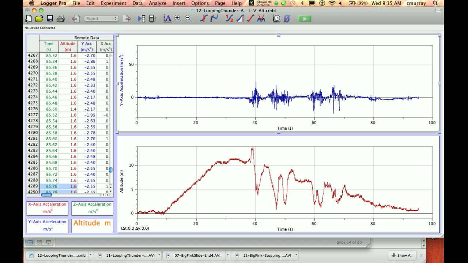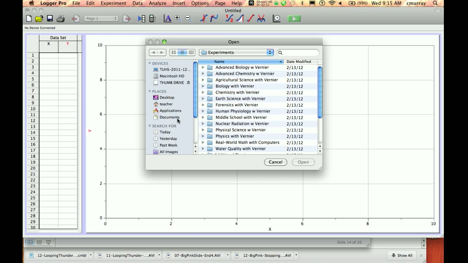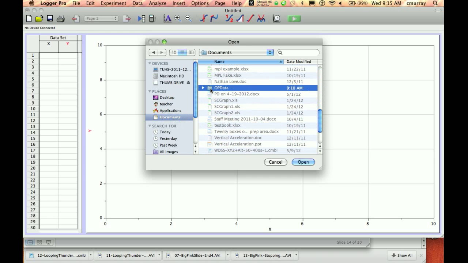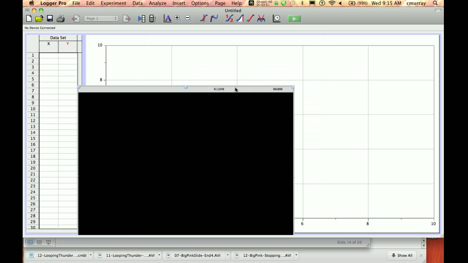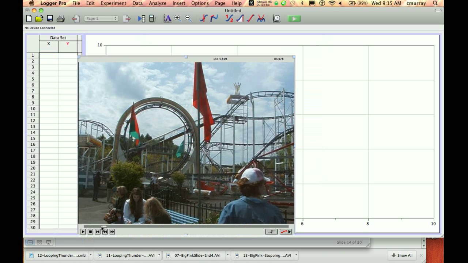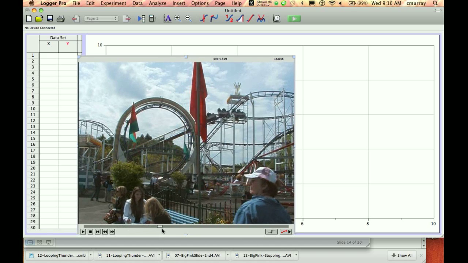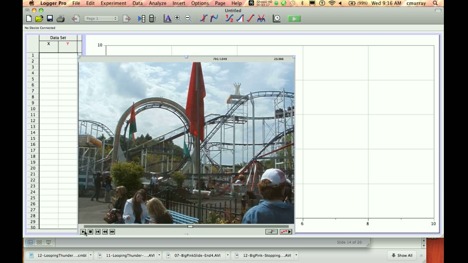The other thing you can do is, I don't want to save. Let's see. I always have to talk to it, right? You can insert a movie. I've got a movie in here somewhere. All right, so here it is. Oh, let's hit play.